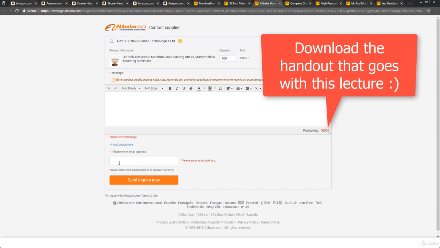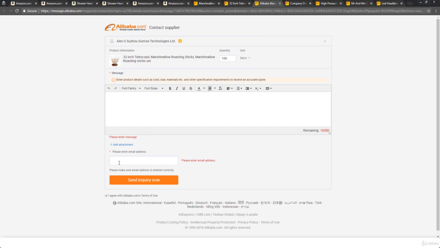Now here where it says enter an email address, if I was logged into my Alibaba account, I wouldn't need to do that. And I do suggest that you sign up for an account here with Alibaba. It doesn't cost anything. I suggest you do that before you send any messages to suppliers. But let's just go through this process a couple more times with a couple of different products from Amazon.